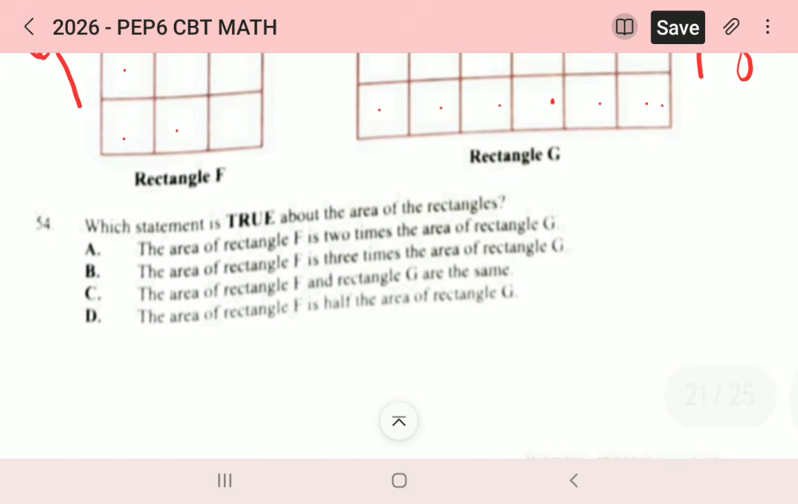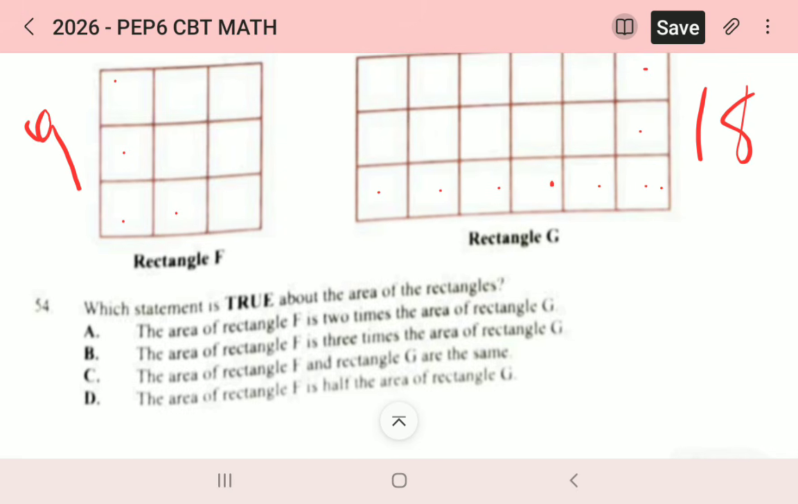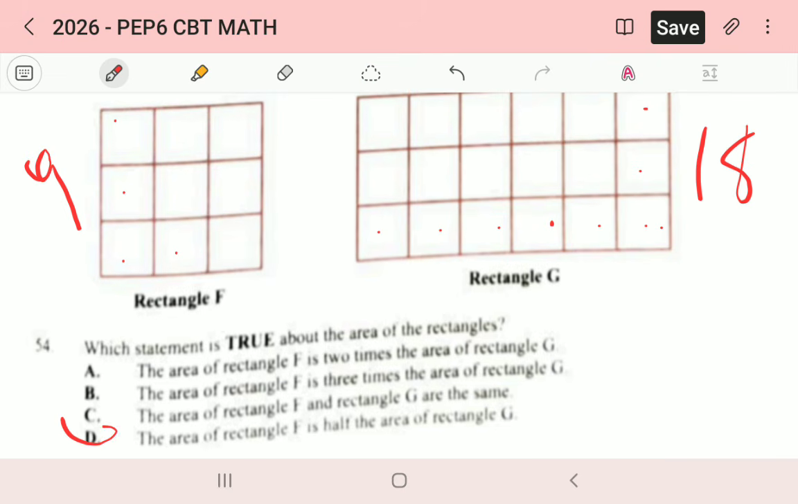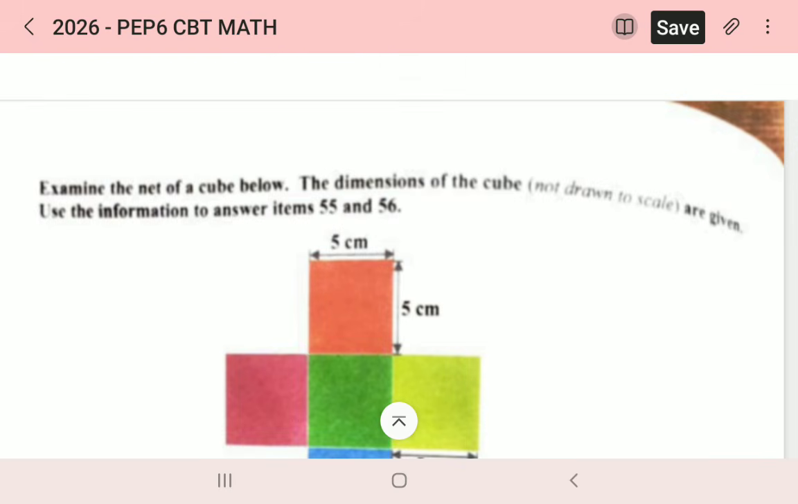Let's see what they're saying. The area of rectangle F is 2 times the area of rectangle G. The area of rectangle F is 3 times the area of rectangle G. No. The areas of rectangle F and G are the same. Not at all. The area of rectangle F is half, right? Because 2 times 9 is 18, so it's half. That is D. Moving on to 55 and 56.